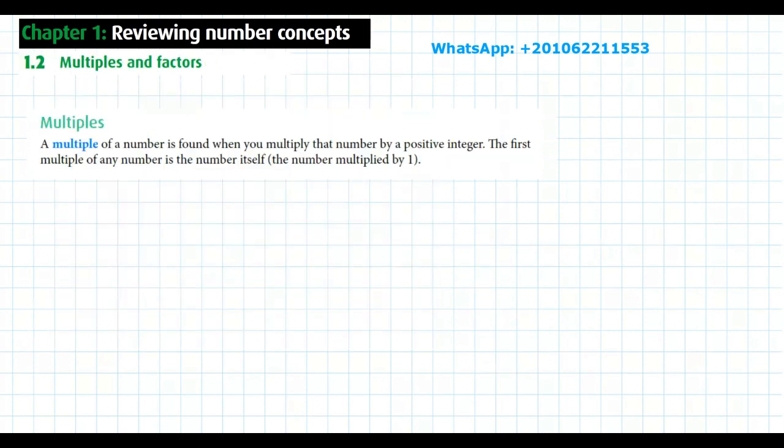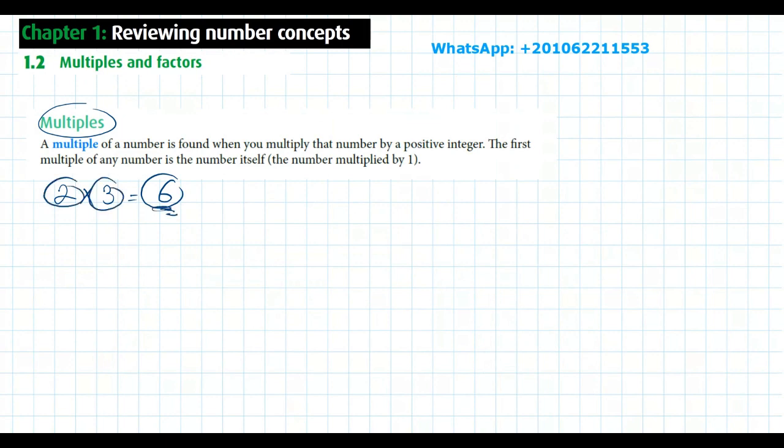Okay, let's move further and talk about multiples and factors. First of all, we're going to talk about multiples. What's the meaning of multiple? What is the concept behind multiple? A multiple of a number is found when you multiply the number by a positive integer, such as 2 by the positive integer 3 will generate a multiple, which is 6. Then 6 is a multiple of 2.